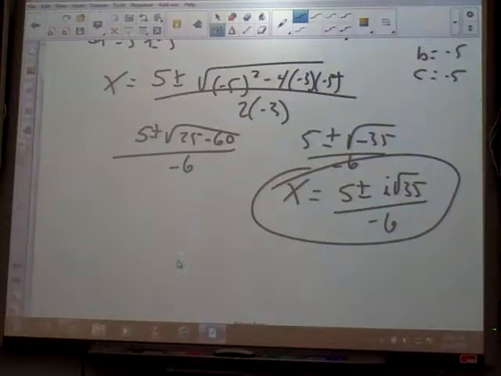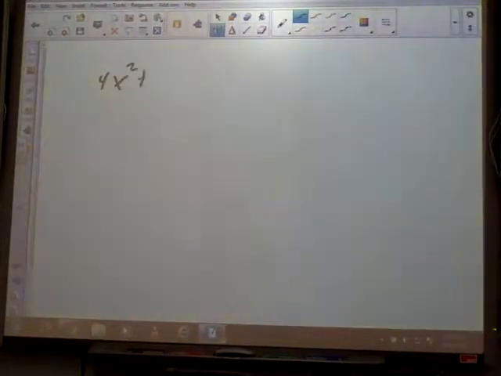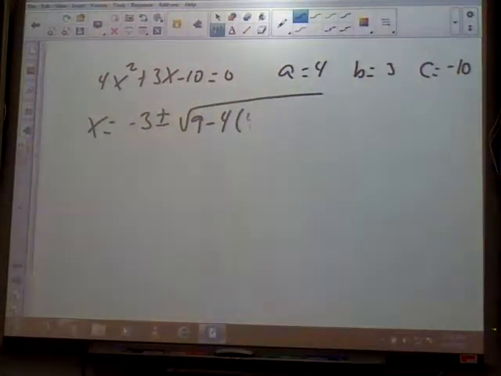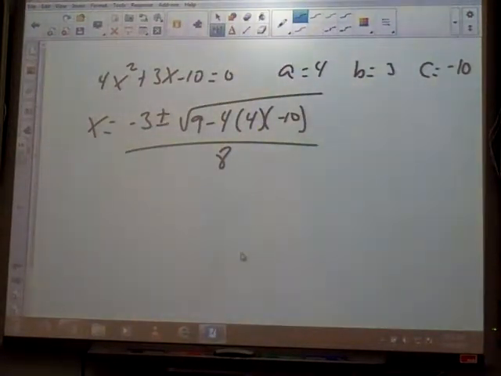Alright, number 5 I did the quadratic formula on. Everybody ready? I've got 4x squared plus 3x minus 10 is equal to 0. So my A was 4, my B was 3, my C was negative 10. So I had negative B plus or minus the square root of B squared minus 4AC all over 2A. So then that was 169 plus 160 is 169. Square root of 169 is 13.